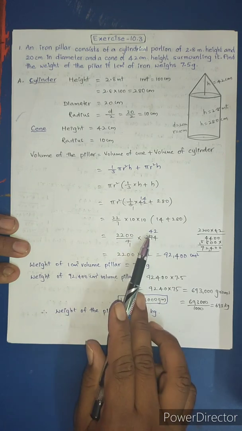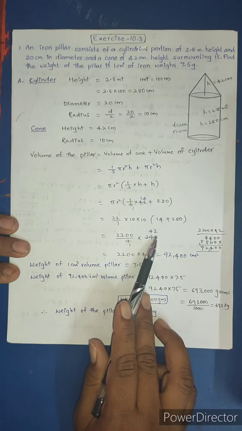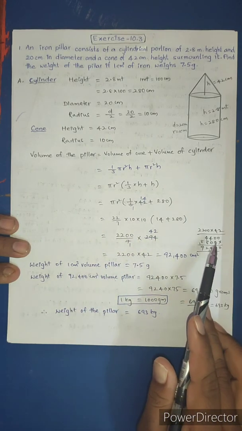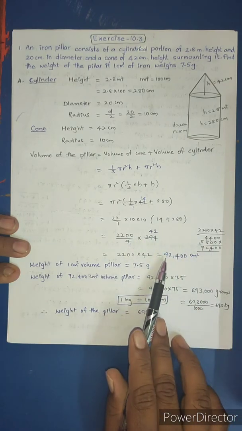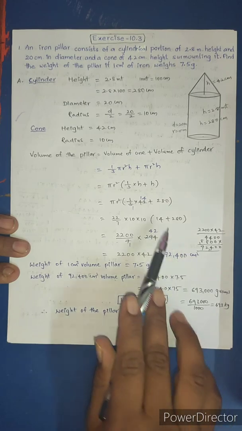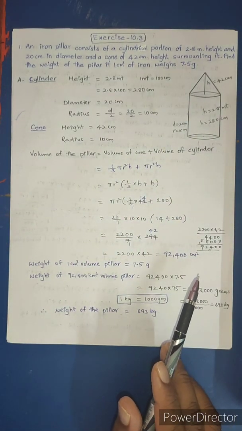7 1s are 7, 7 4s are 28, 1 is remaining, 7 2s are 14. Now 2200 into 42, their product is 92,400 centimeter cube. The volume of the total pillar including cone and cylinder.